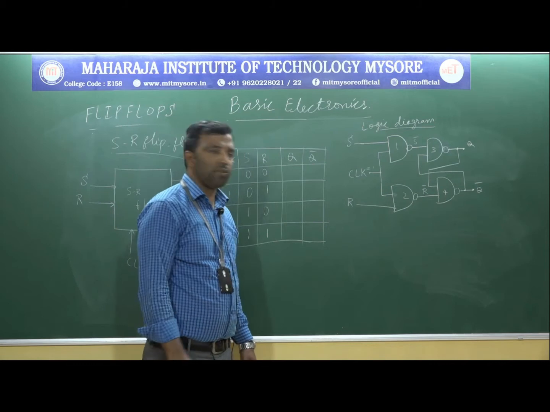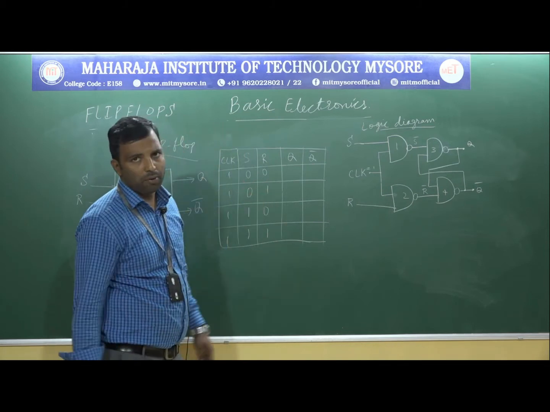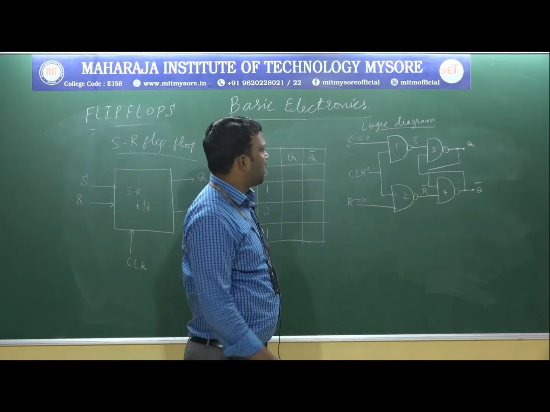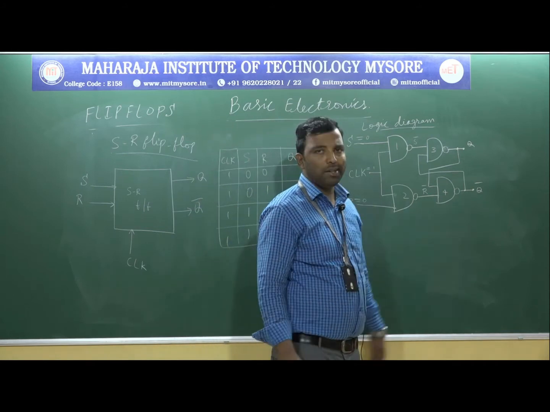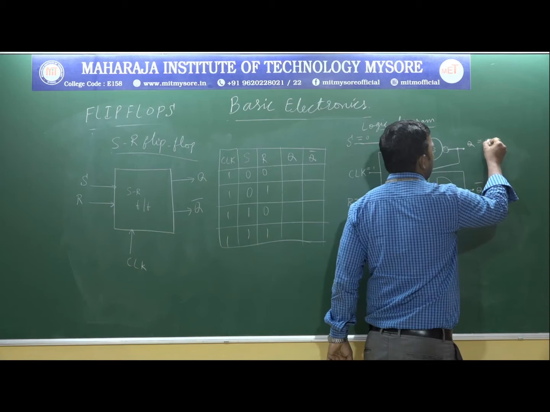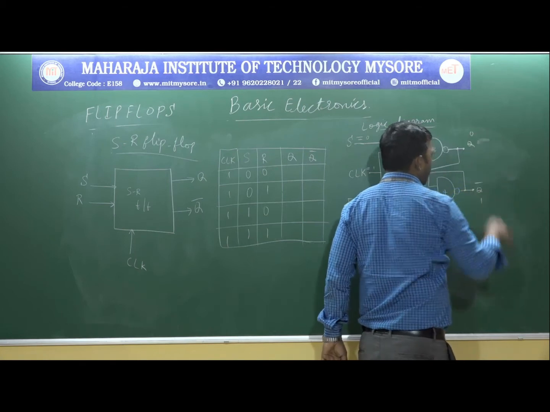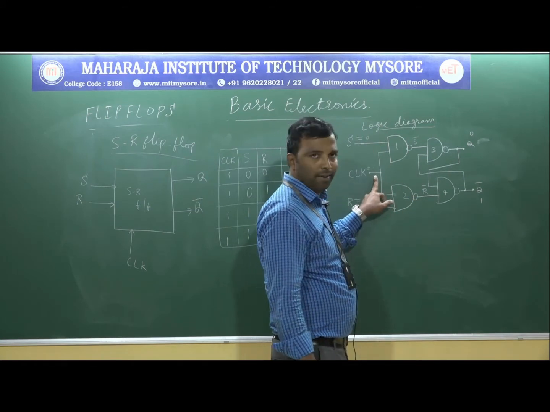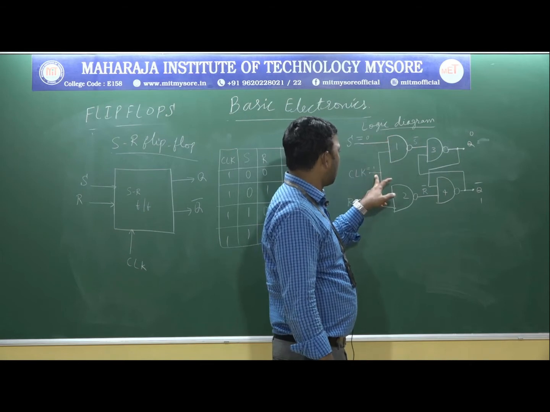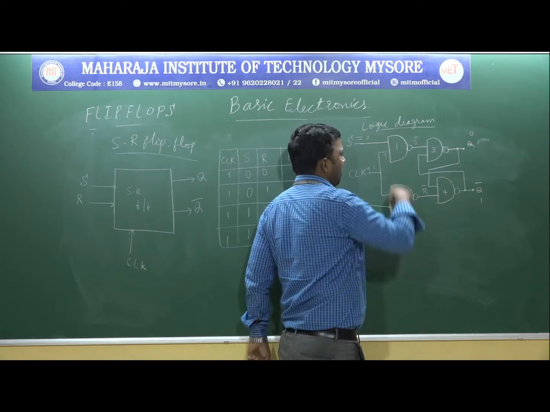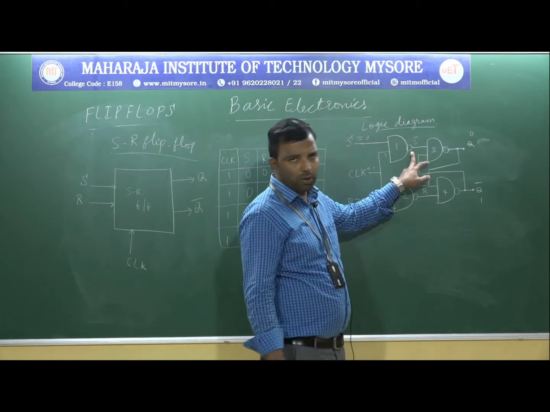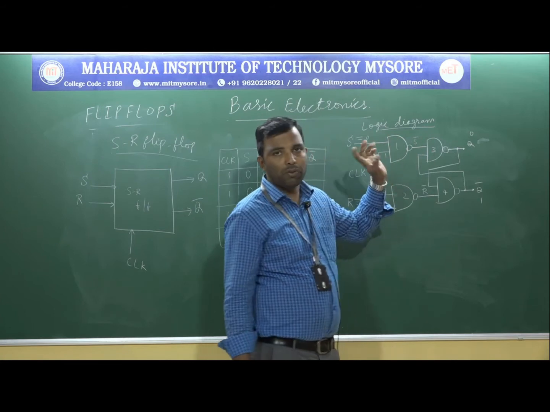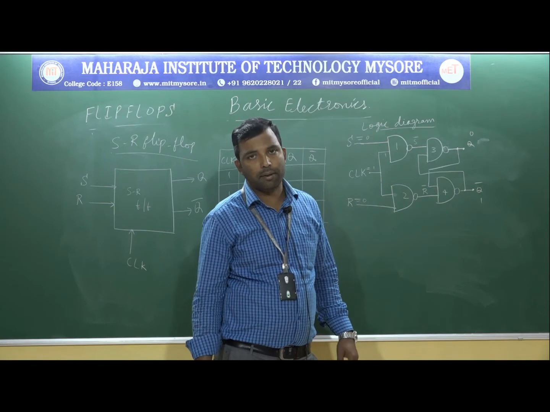The operation of the SR flip-flop, S equal to 0, R equal to 0. If S equal to 0 and R equal to 0, I am considering that for the operation initially Q is 0 and Q bar is 1. So this is 0 and this is 0, first condition, and clock is 1. This S is 0 and clock is 1, therefore this is 0 and this is 1. What happens? For the NAND gate, the output is 0 only for the 1 1 condition; other than that the output is always 1.